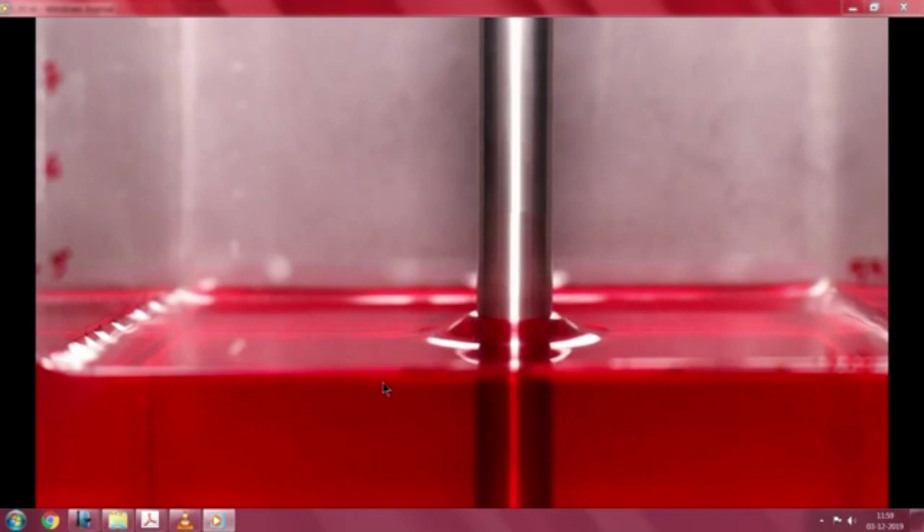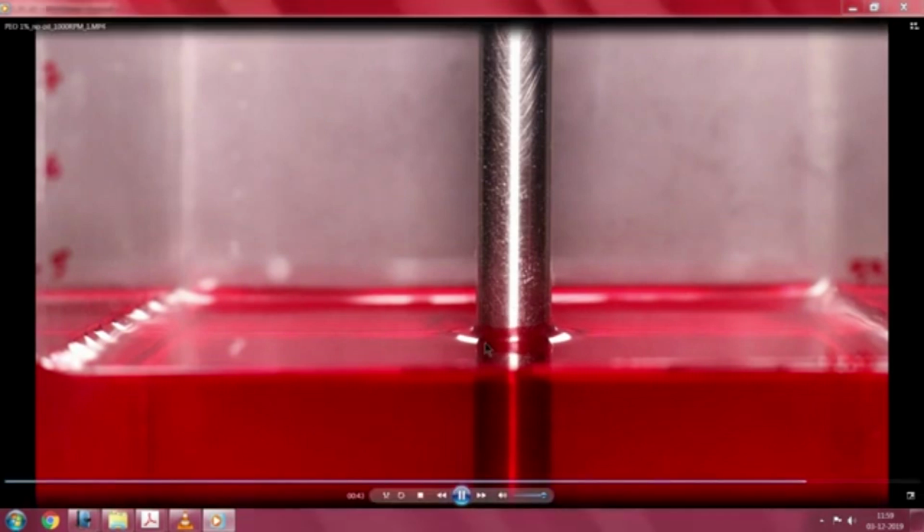Here I believe the rod is being rotated at around 1000 RPM, and once the rod stops moving, the fluid just goes back to its original rest state. Okay. So, let us just quickly look back at what we saw one more time.